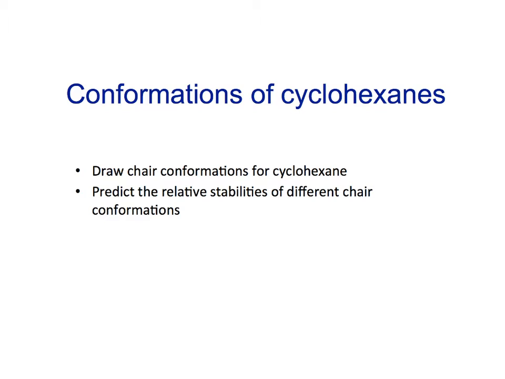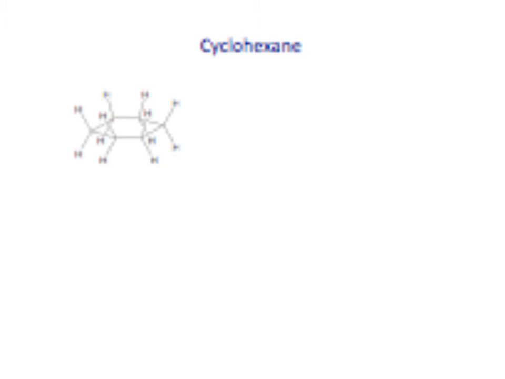So in this highlight video, we are going to learn how to draw conformations of cyclohexane, and we are going to learn how to predict the relative stabilities of different conformations of cyclohexane. And these different conformations are called chair conformations. Let's think about the structure of cyclohexane. If we take it straight out of the paper like we draw it, it would look something like this.